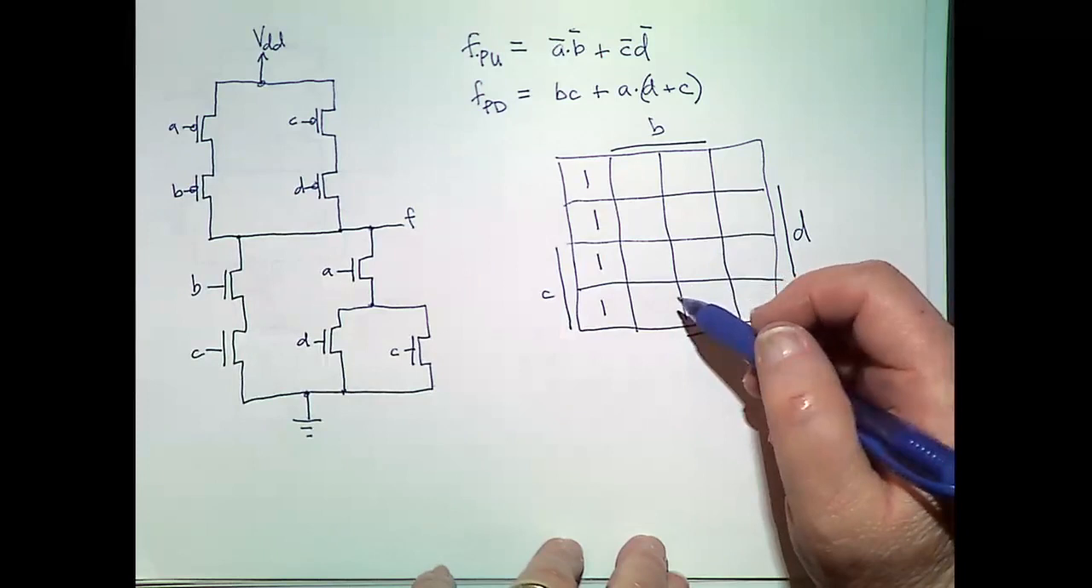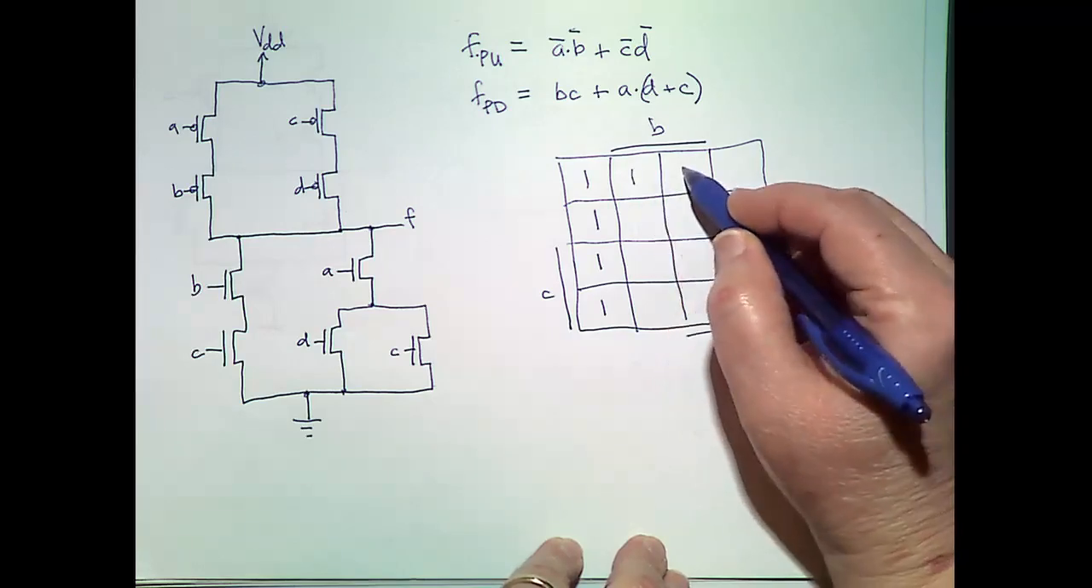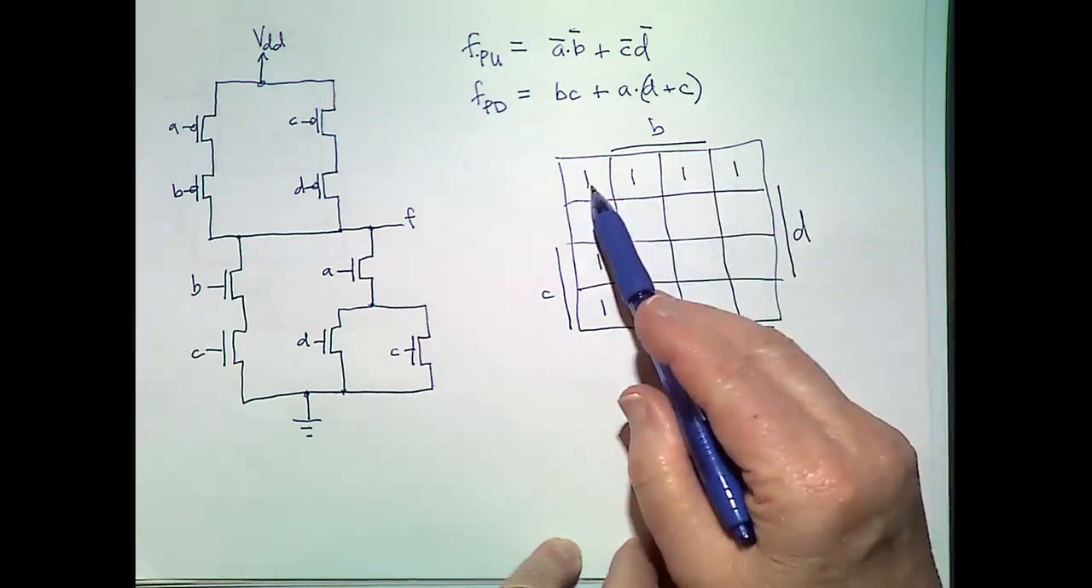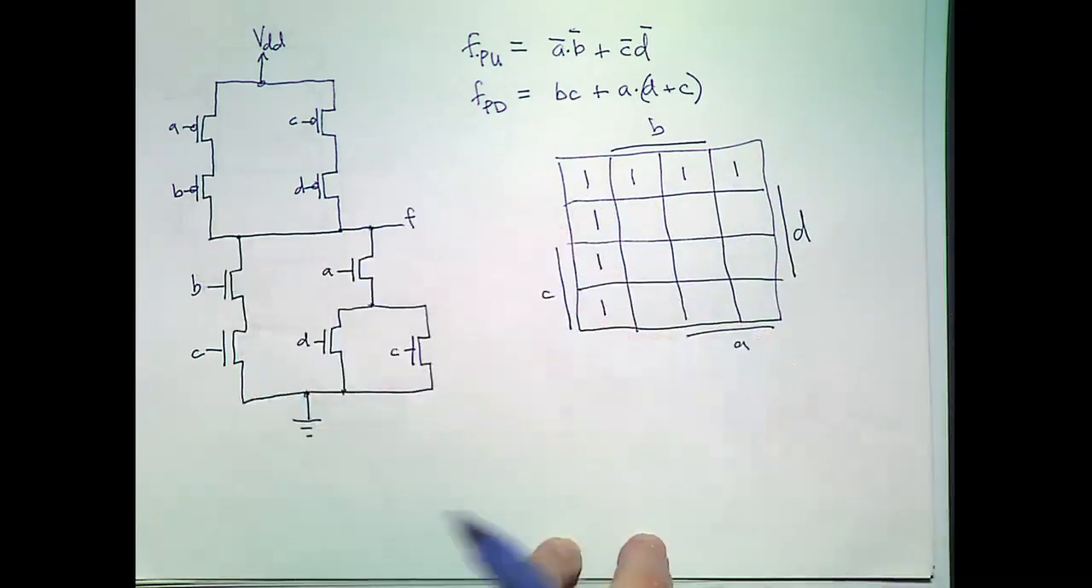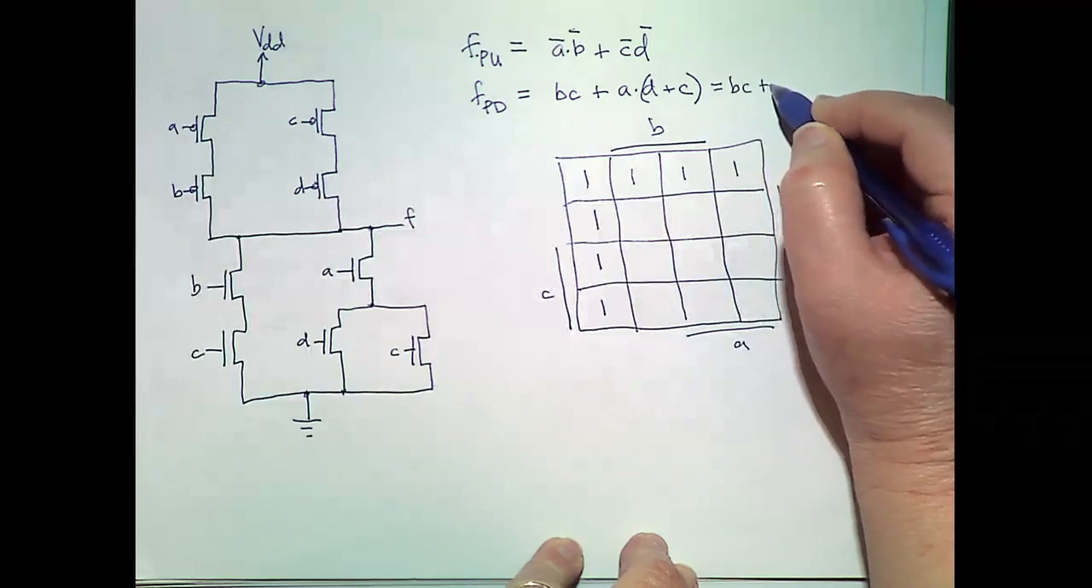All right. And what about CD? It's that top row. Okay. So we're going to pull it up twice here. But they're both going to be on, but that's okay. No problem. Okay. So here, let's write this one out as a sum of products.